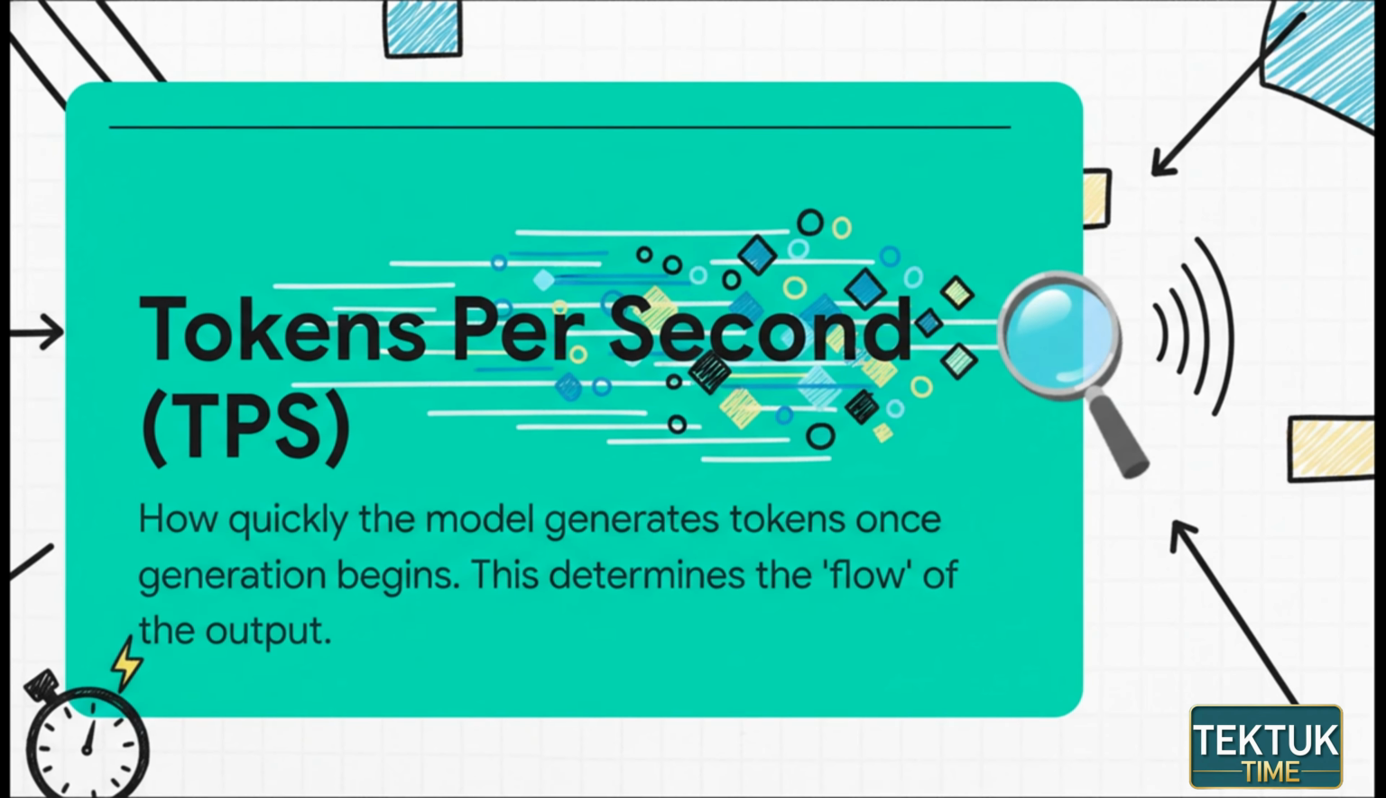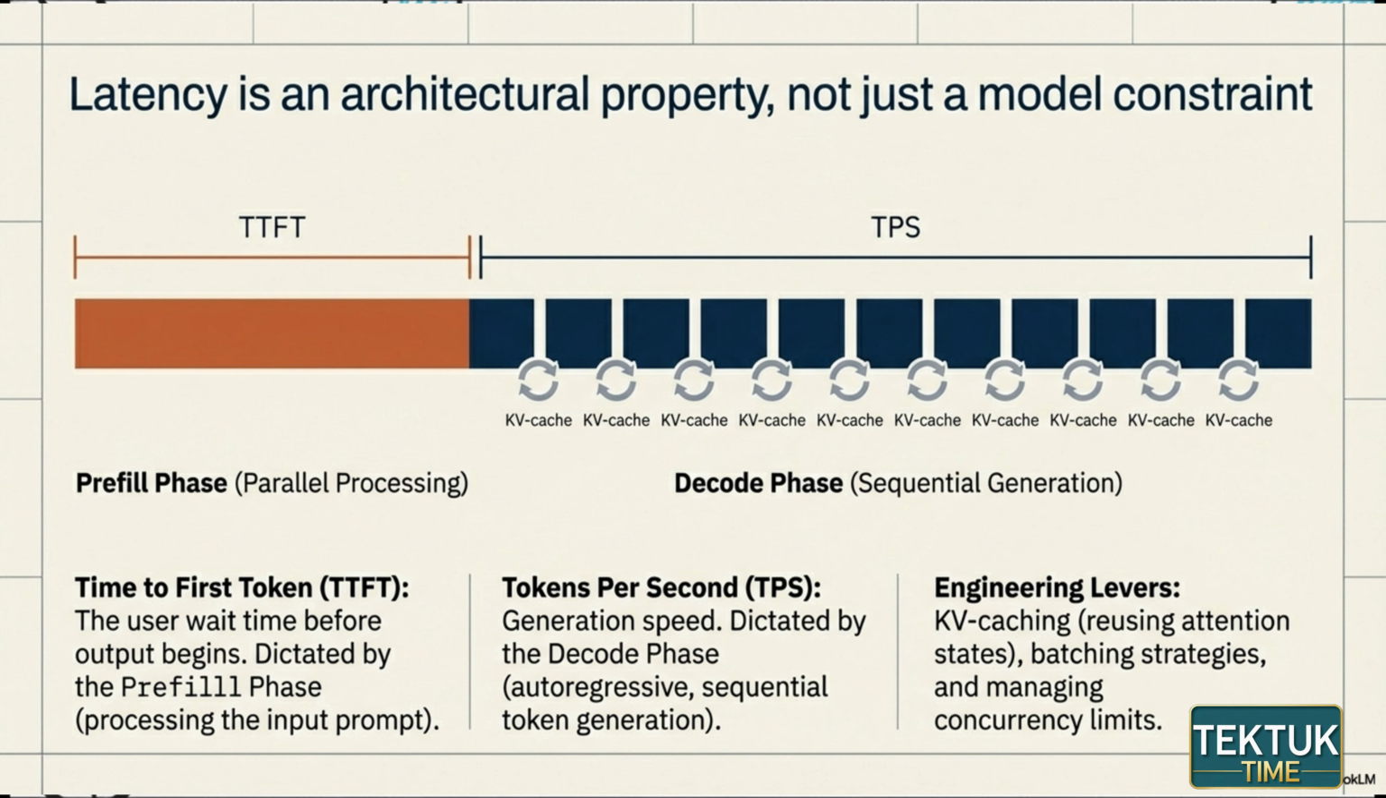And the second part is tokens per second, or TPS. This is the streaming speed. Once the model actually starts talking, how fast do the words appear on the screen? A high TPS creates the smooth, natural flow, but a low TPS just feels sluggish and broken. You really have to optimize for both TTFT and TPS to get it right.